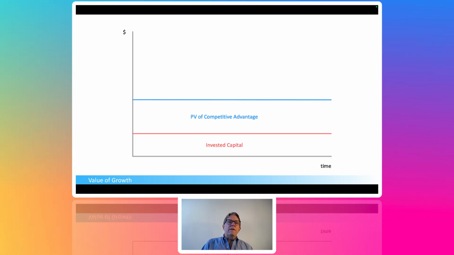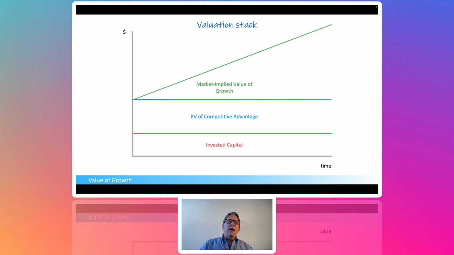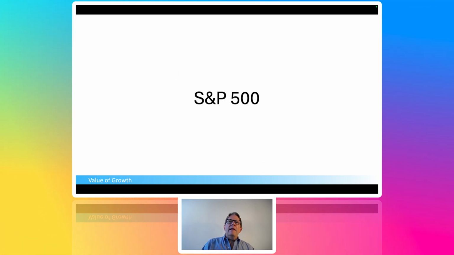All right, so there's your invested capital. There's your present value of competitive advantage. That's effectively your earnings power value. Now we're going to add the market implied value of growth. So this is our full valuation stack. The green line essentially is enterprise value. The blue and red added together is your earnings power value. The difference between your enterprise value and your earnings power value is that market implied value of growth. All right, let's take these tools now and just apply them to the S&P 500. See what they show us.